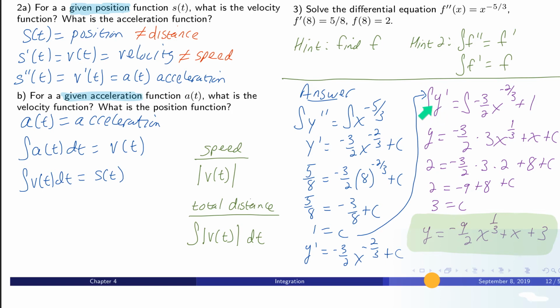Take the antiderivative of y prime, you'll get y. Take the antiderivative of the right side, don't forget about your plus c. Substitute in the point for the function, input 8, output 2. Solve for c. There's your function there.